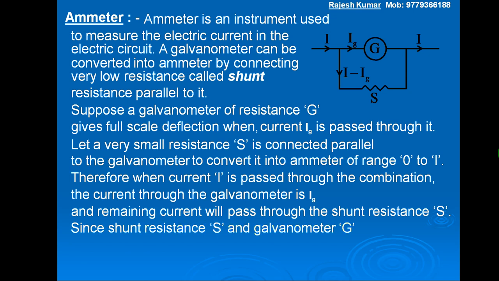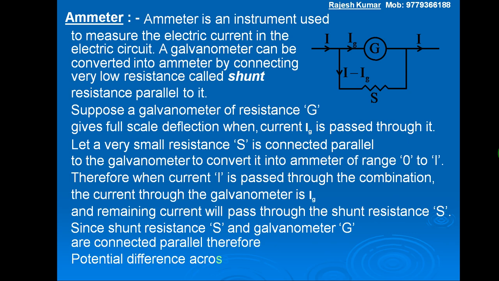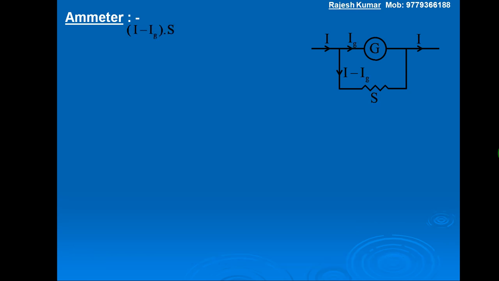Since shunt resistance S and galvanometer capital G are connected parallel to each other, therefore potential difference across S, the shunt resistance, is equal to potential difference across the galvanometer G. Therefore, according to Ohm's law, potential difference across S is (I minus Ig) into S, as V is equal to I into R. Therefore, (I minus Ig) into S is equal to Ig into capital G.